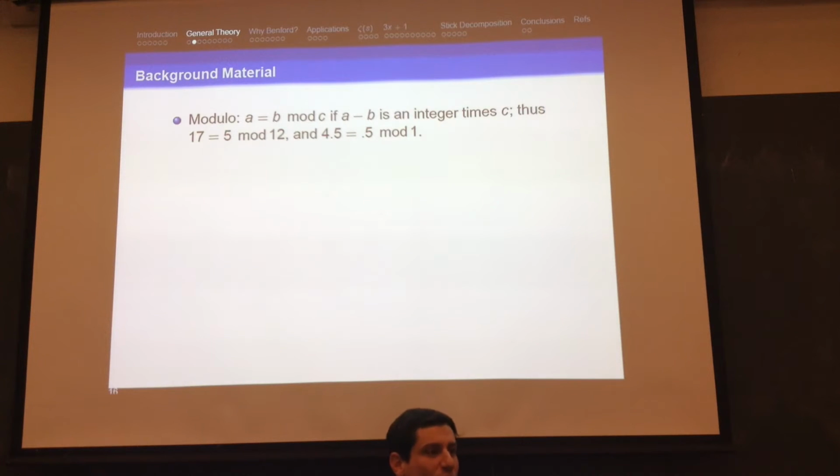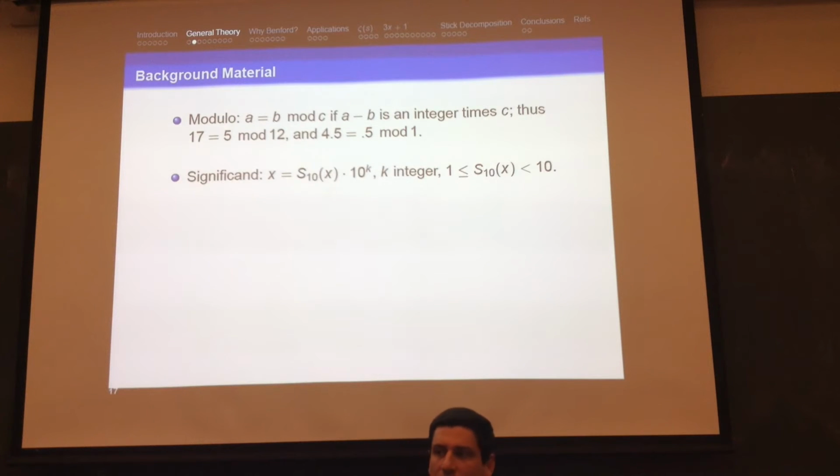Mod 12. So what mod 12 means is you subtract off as many multiples of 12 as you need so that you get a number between 0 and 12. So that's all we mean by mod. So a equals b mod c if a minus b is an integer times c. We could also look at things mod 1. That's going to be the most important one for us today. So 4.5 mod 1 is the same as 0.5.